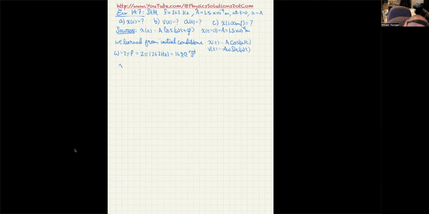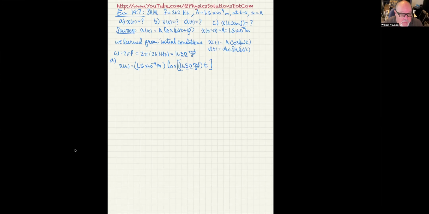So now I can say that x of t is equal to 1.5 times 10 to the negative fourth meters times cosine of 1650 radians per second times t. And the phi is automatically 0 because of the initial condition that we worked out earlier, and I just showed you, in fact. So this should be part A, for instance.